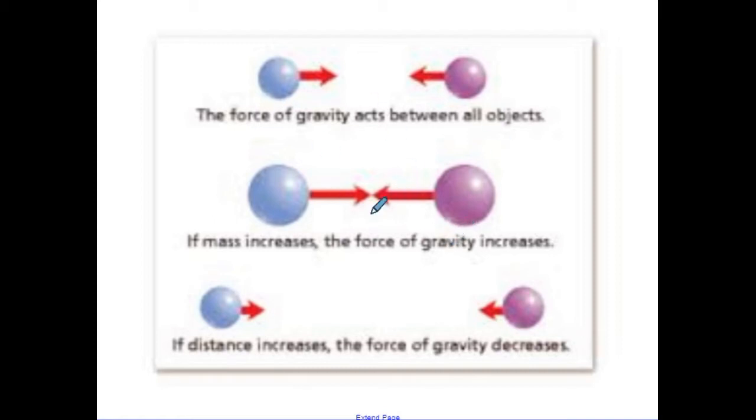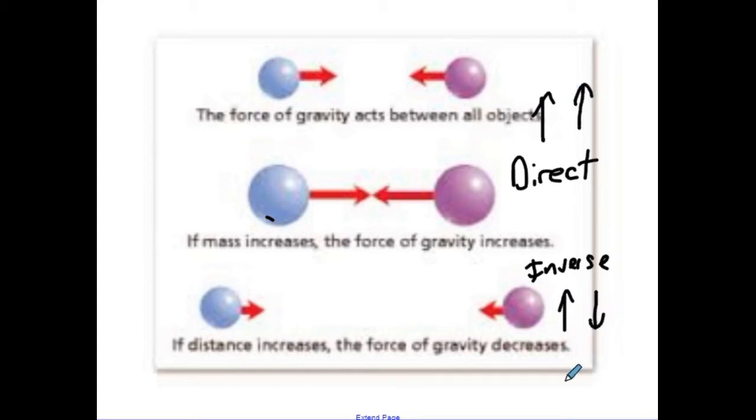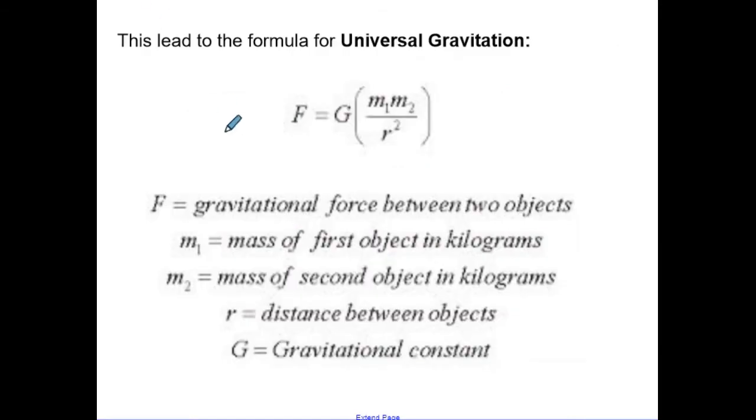Again, I like this picture here. It says gravity acts between all objects. If you use a bigger object, the force of gravity increases. But if you use a bigger distance, the force of gravity decreases. Basically, this is your direct relationship, and this is your inverse relationship. This one means add more mass, you get more force. This one means add more distance, you get less force. And so this led to where Newton finished off.